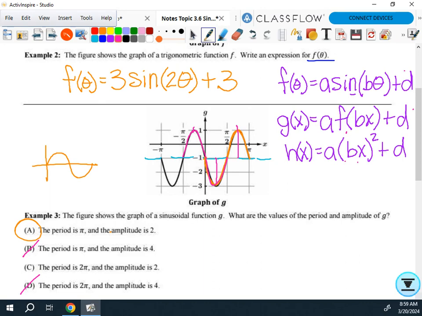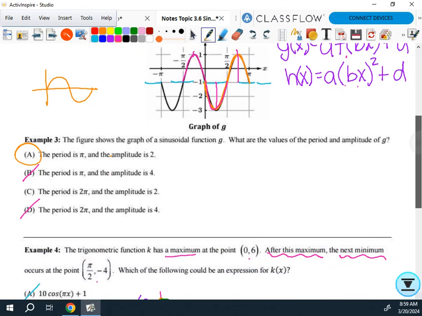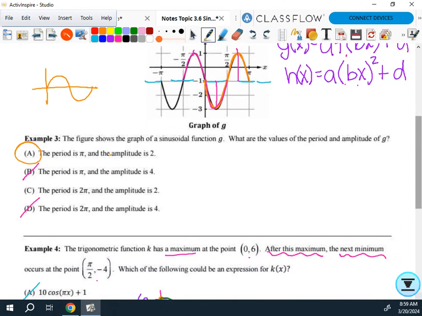I know the graph's new, but everything you really do already know. And sometimes you need to remind yourself of that so you're not trying to make things more difficult. All right.